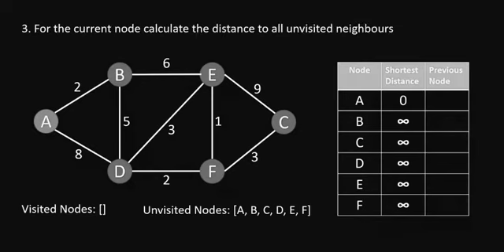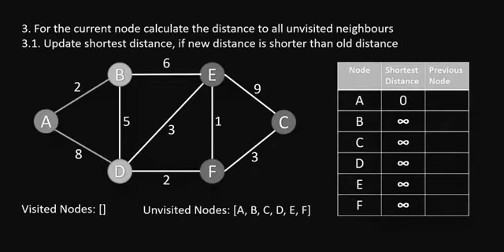We start at node A by calculating the distance to all unvisited neighbors. The distance from A to B is 2, and from A to D is 8, and now we can update our table on the right. If we found a new shorter distance to one of the unvisited nodes, so B and D are unvisited and the current distance is infinity, we can update the distance from A to B as 2 and store A as the previous node in our table, and the same applies to the node D. So we can update the shortest distance to D to the value of 8 with the previous node A. And now our iteration ends here.